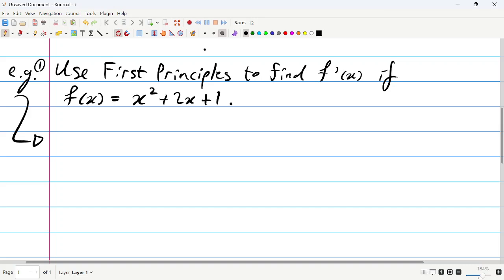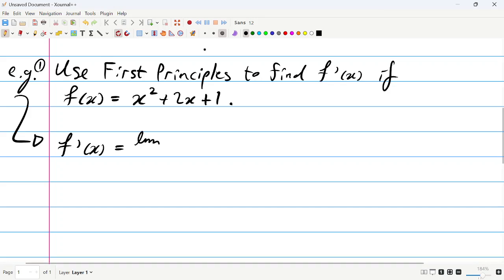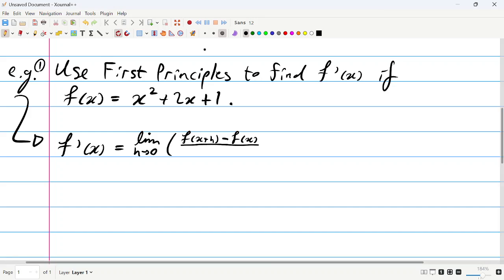Okay. So in this case over here, what are we going to do? We need to use the first principles. And what is the first principles? We know the first principles is that f prime of x, the derivative at a point on f, is equal to the limit as h approaches 0 of f of x plus h minus f of x divided by h.